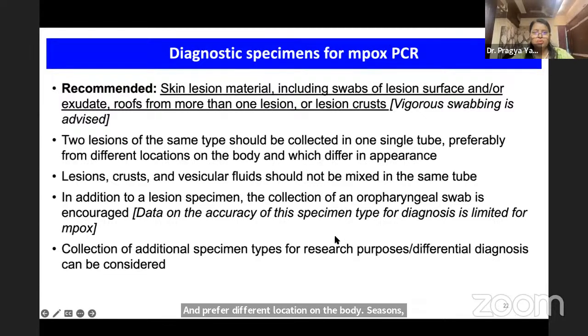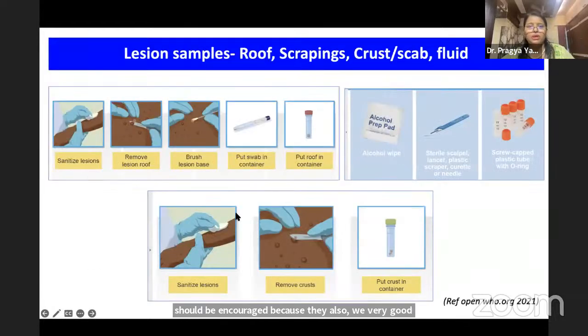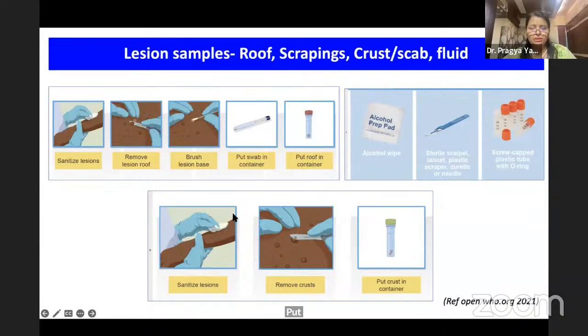And in addition to lesion samples, the collection of oropharyngeal swab and nasopharyngeal swab should be encouraged, because they are also very good samples for testing and getting the positivity of monkeypox. So these are some of the pictures. You have to sanitize the lesions, then remove the lesion roof, brush the lesion, and then you put the swab in a container, and then put the roof in a container. So you have to collect them separately. Then further you sanitize the lesions, remove the crust, and then you put the crust in containers.